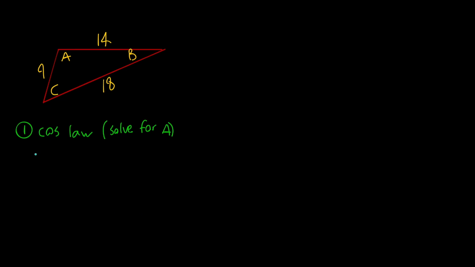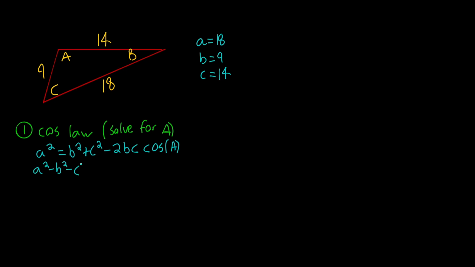So we're going to get, assuming that A is equal to 18, B is equal to 9, and C is 14. A squared is equal to B squared plus C squared minus 2BC cosine of A. So that's going to give me A squared minus B squared minus C squared divided by negative 2BC is the cosine of A.